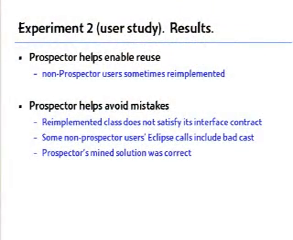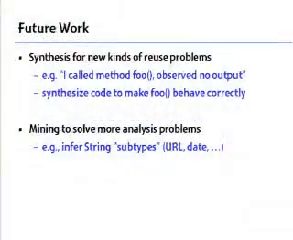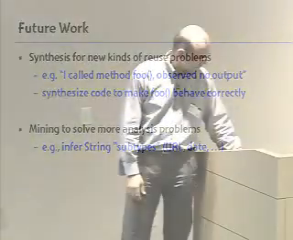But often they made errors in the re-implemented code. They had bad casts. Sometimes the code didn't compile. So Prospector always gave us the right solution. So there was an empirical argument, at least, for better correctness.